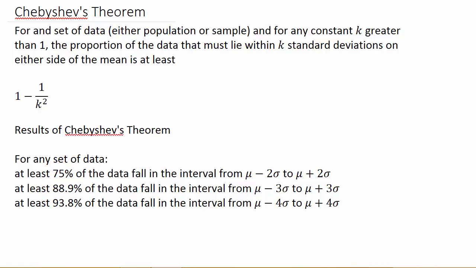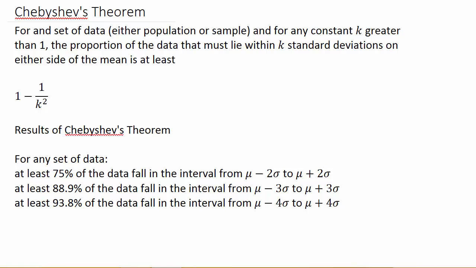Alright, so in this video we're going to look at Chebyshev's theorem. The theorem says for a set of data, either population or sample, and for any constant k greater than 1, the proportion of the data that lie within k standard deviations on either side of the mean is at least 1 minus 1 over k squared.